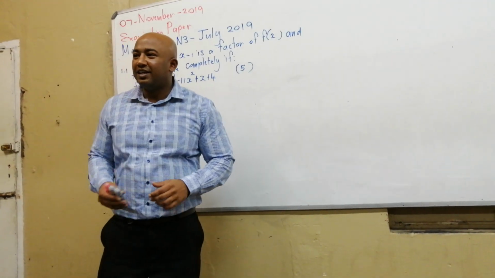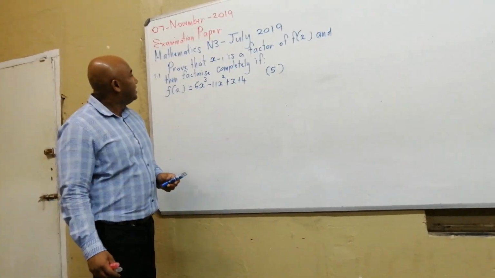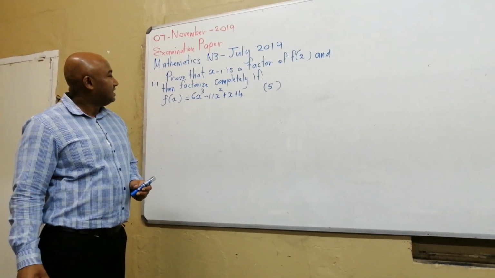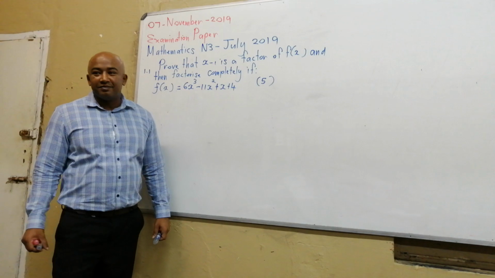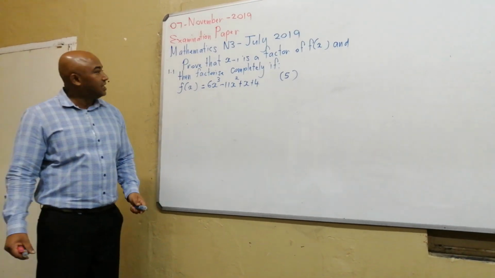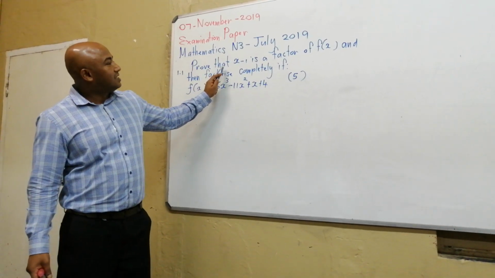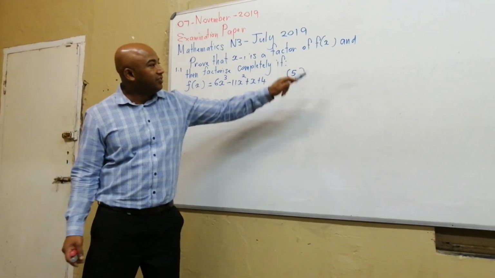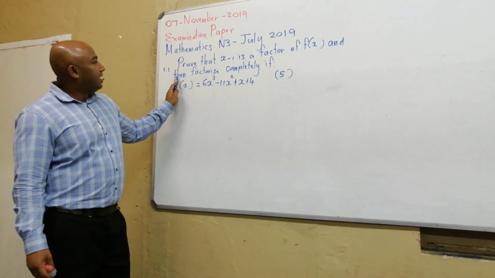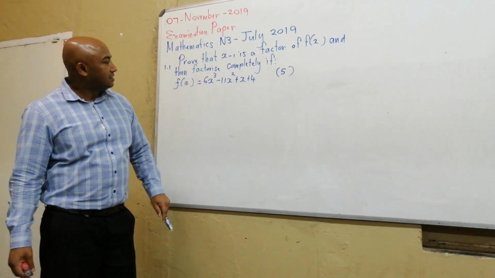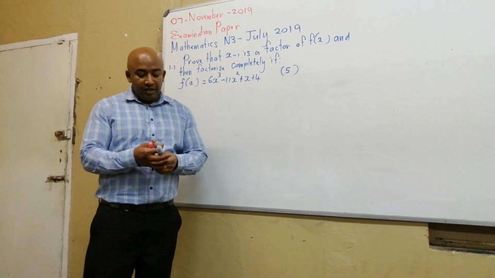Okay, we are dealing with the July 2019 Maths N3 paper. Let's start with it. The first question is: prove that x minus 1 is a factor of f of x. Then factorize completely.